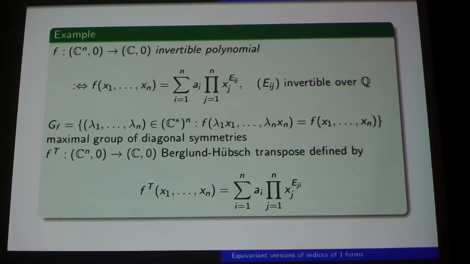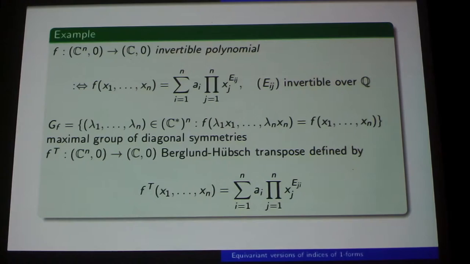And now the discovery of Berglund and Hübsch was that you can consider another polynomial which corresponds to the transpose matrix. So you take this matrix of exponents and you transpose it, and then you get another polynomial. One can see that, for example, Arnold's strange duality is a special case of this symmetry. Arnold's strange duality can be seen by finding polynomials representing the 14 exceptional unimodal singularities, and the dual singularity in Arnold's sense is given by this transpose polynomial.